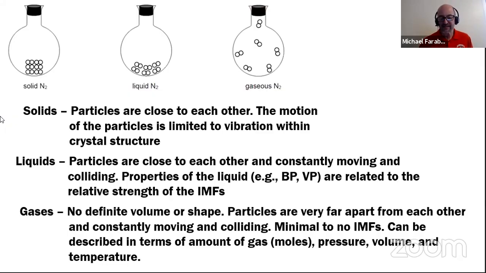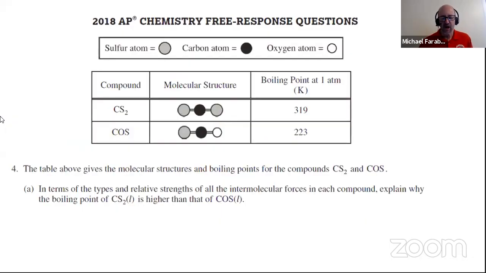With liquids, they are constantly moving and colliding, and they tend to be very close together, and their properties are related to the relative strength of the intermolecular attractive forces. With gases, there are minimal or zero intermolecular attractive forces, and we can describe a gas in terms of the amount of gas, pressure, volume, and temperature. So on Monday, Mr. Byrne will talk about ideal gases and the ideal gas law, so more information about gases in the next lesson.